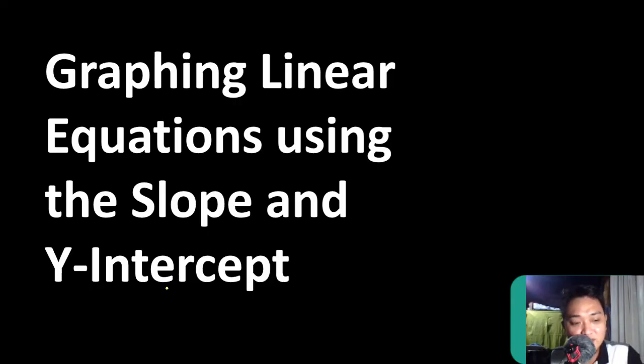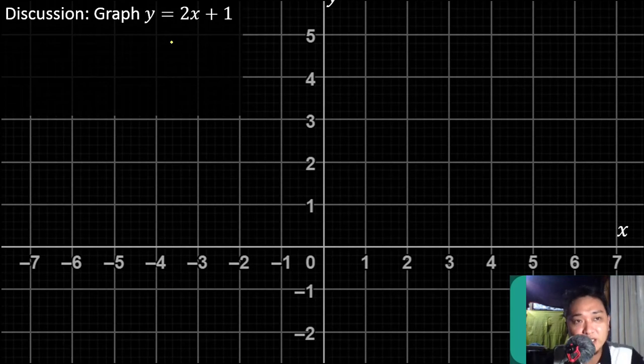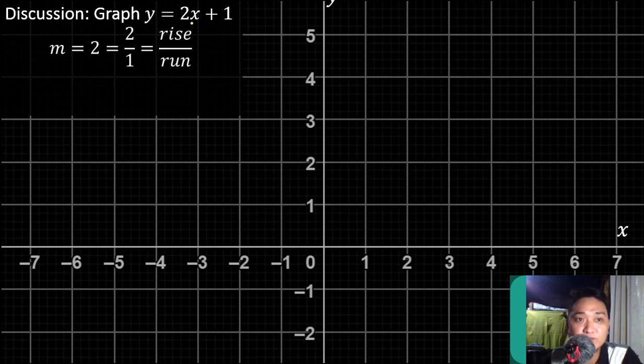Now, the last method that we are going to employ in graphing linear functions is we're going to graph linear equations using the slope and the y-intercept. Now, let us try to graph y is equivalent to 2x plus 1 using those critical points or critical parts, the slope and the y-intercept. Let us first investigate the slope. Ang slope niya is 2.